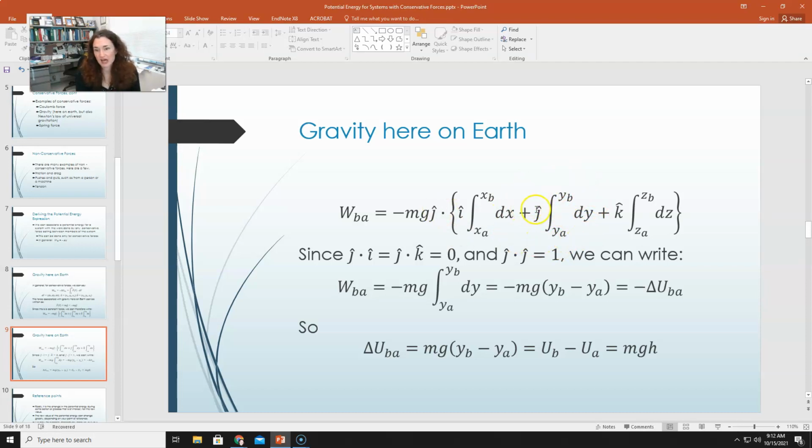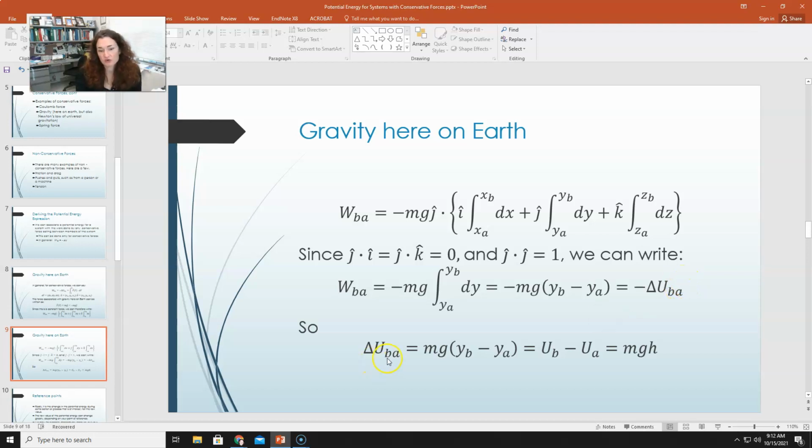And since j hat dot j hat is 1, that means that we can write the value of the work from b to a as minus mg times the integral from ya to yb of dy. And that gives me minus mg times yb minus ya, because the integral of dy is just y. And then we evaluate that over the limits of integration here. Now this value for the work would be equal to the negative change in the potential energy.